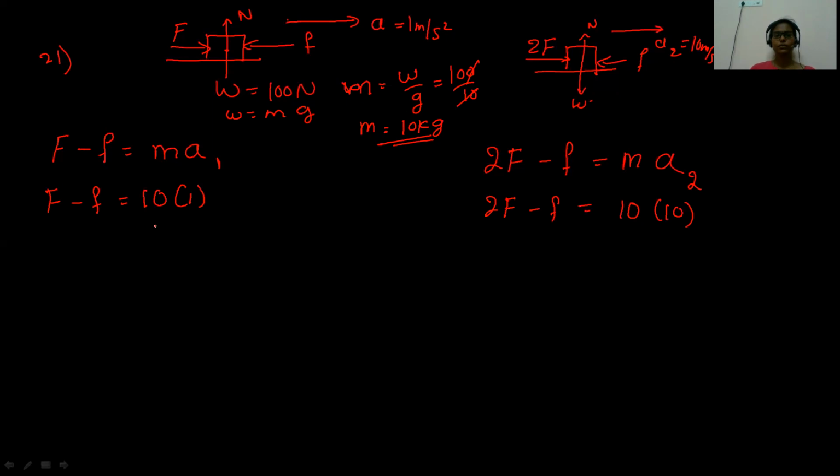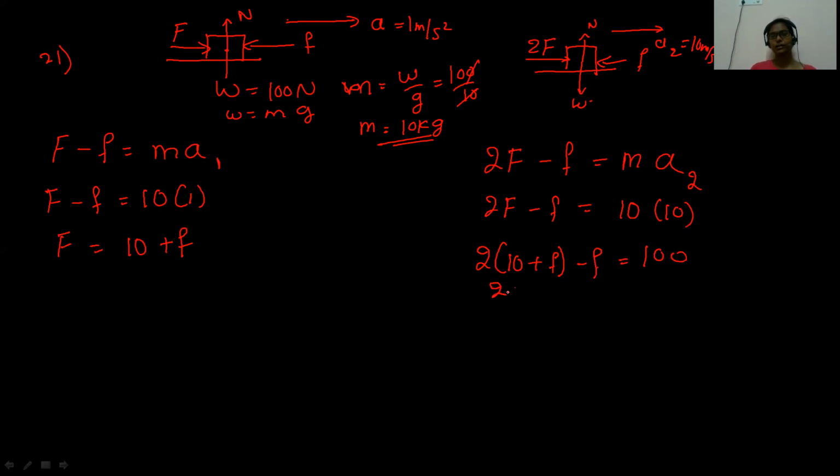Now, use the two equations. In place of F, you substitute here and you will get the answer. Let us substitute and see. F is equal to 10 plus F. I can write, children, taking F this side, 10 plus frictional force. Substitute here. In place of F, I am substituting 10 plus F minus F is equal to 100. Right, children?